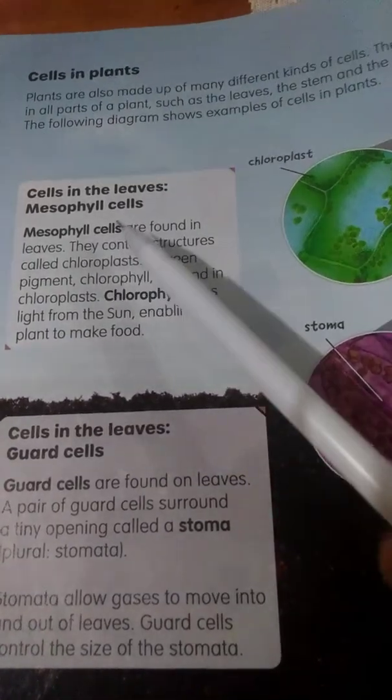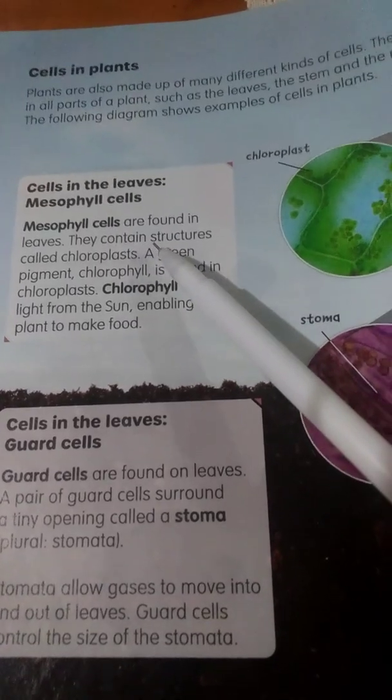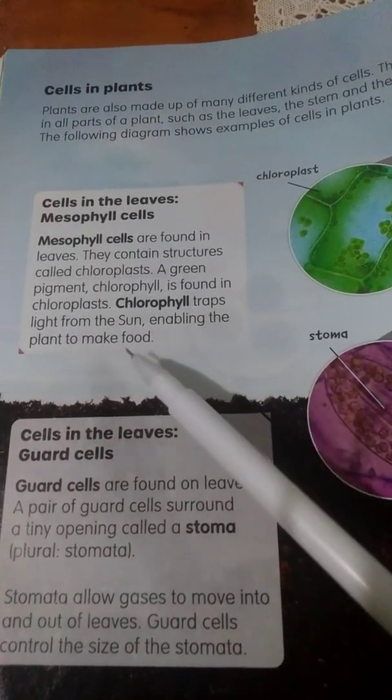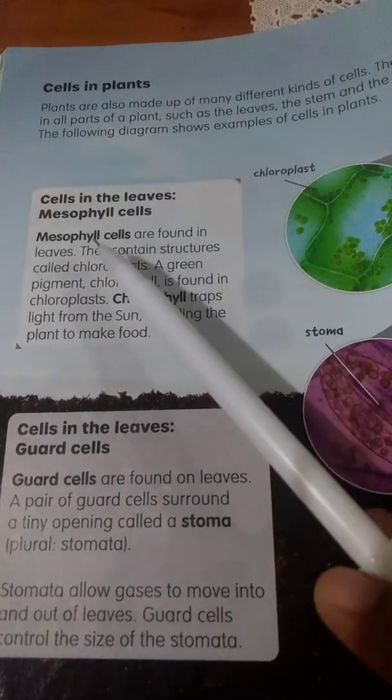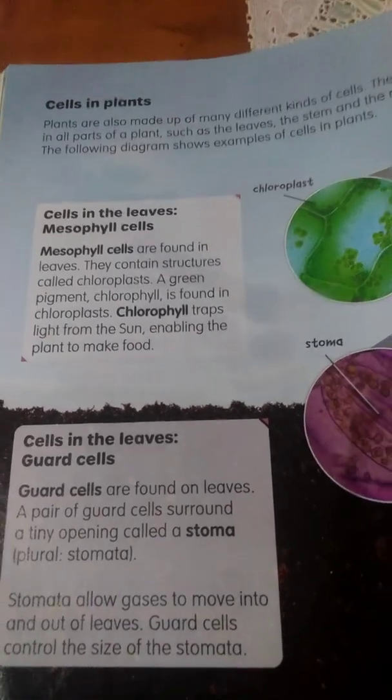photosynthesis, because inside the mesophyll there is chloroplast. Inside the chloroplast there is chlorophyll. The chlorophyll to make food. So I can say that the mesophyll, the function is to make food or to do photosynthesis.